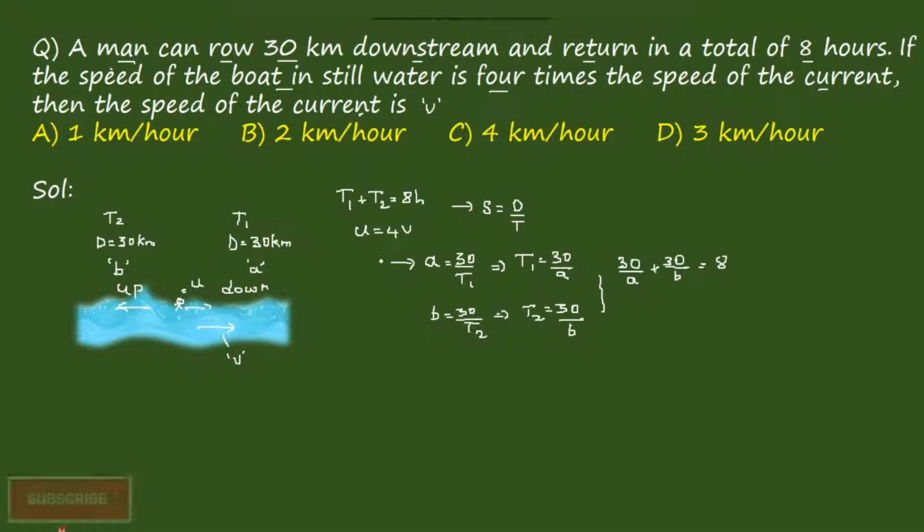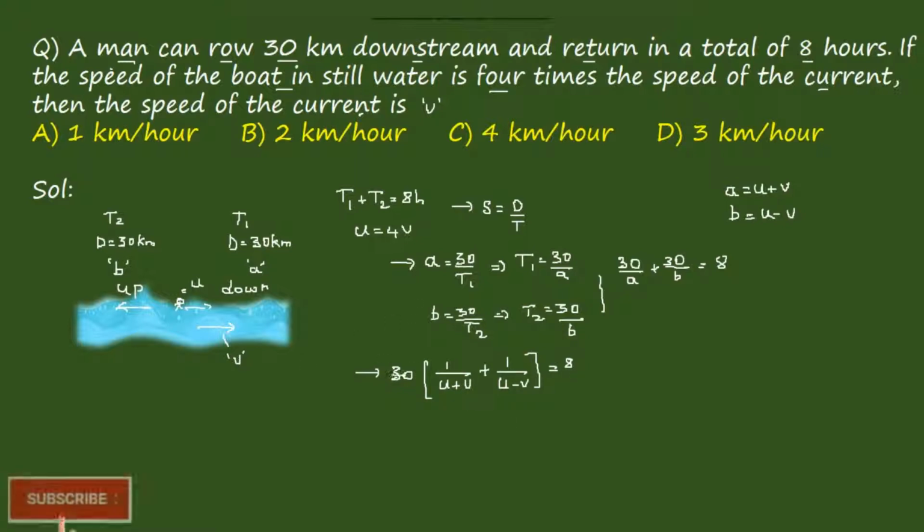Now it is given that u is equal to 4 times v. The general thing that we know is a is equal to u plus v, where u is the speed of the boat and v is the speed of the stream. Then b is equal to u minus v. Just substitute the values here. If we consider 30 as common, then we can say 1 by u plus v plus 1 by u minus v is equal to 8 by 30.